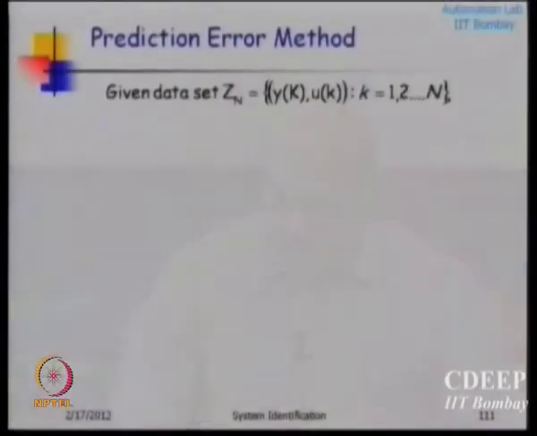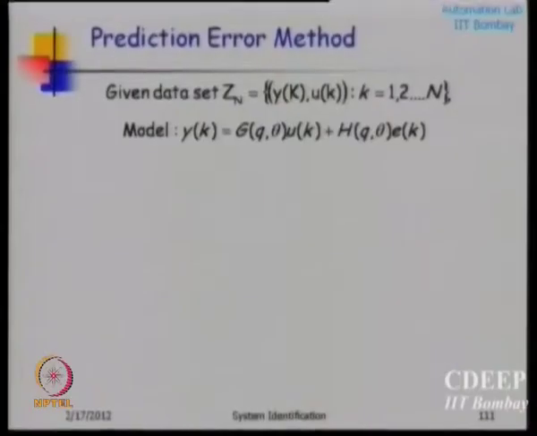So we have been looking at the prediction error method, and let me take a quick review again of where we stand now. We have this data set Y and U. We want to develop a model which is in general of this form: G is modeled with respect to the known inputs, typically the manipulated inputs, and H(q) is a model with respect to unmeasured unknown disturbances.